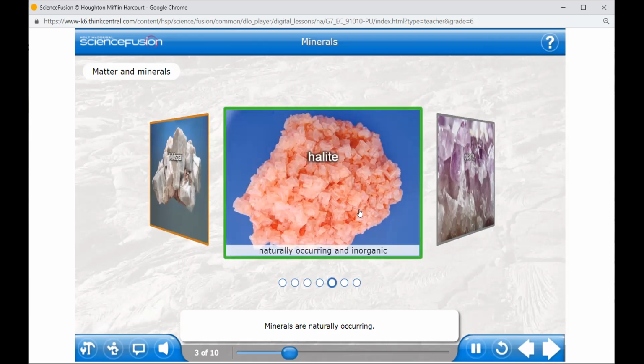Minerals are naturally occurring. That means that they are formed by natural processes that take place on Earth. The mineral halite, for example, forms when water evaporates and leaves behind the salt it contained. We use halite as table salt. Minerals are also inorganic substances. An inorganic substance is usually one that is not made up of living things or the remains of living things. Since coal forms from the remains of plants, it is not considered a mineral.